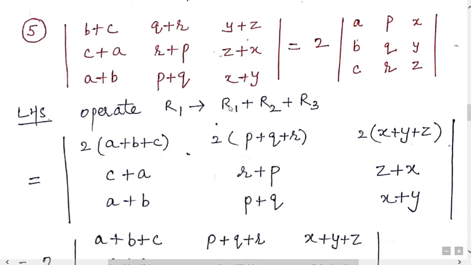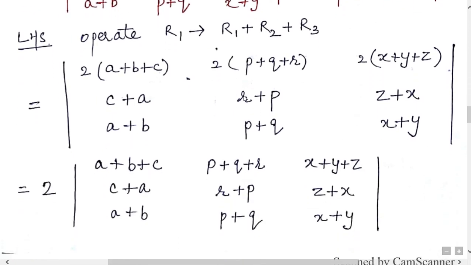Operate R1 = R1 + R2 + R3. It's twice of a, twice of b and twice of c. Similarly with the second and third columns. The answer is twice of a plus b plus c, twice of p plus q plus r and twice of x plus y plus z, when you add R1 plus R2 plus R3. Now take 2 common. Basically the operations depend upon taking values common from any one row or any one column.